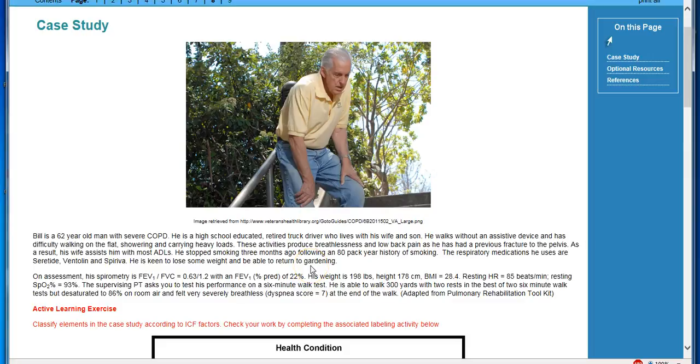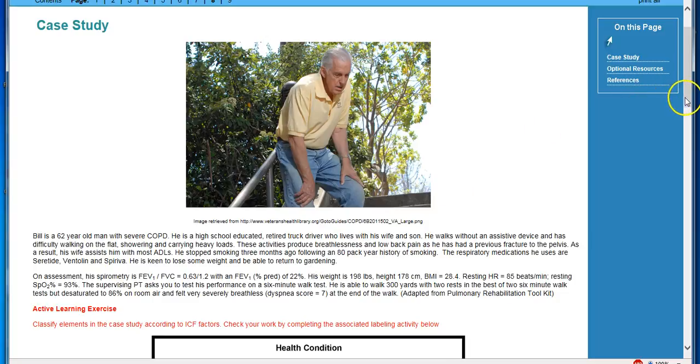I thought we'd take a moment with the case study and use this simulation to connect a pulmonary condition to the ICF model and your clinical reasoning. So here's Bill. He has severe COPD.